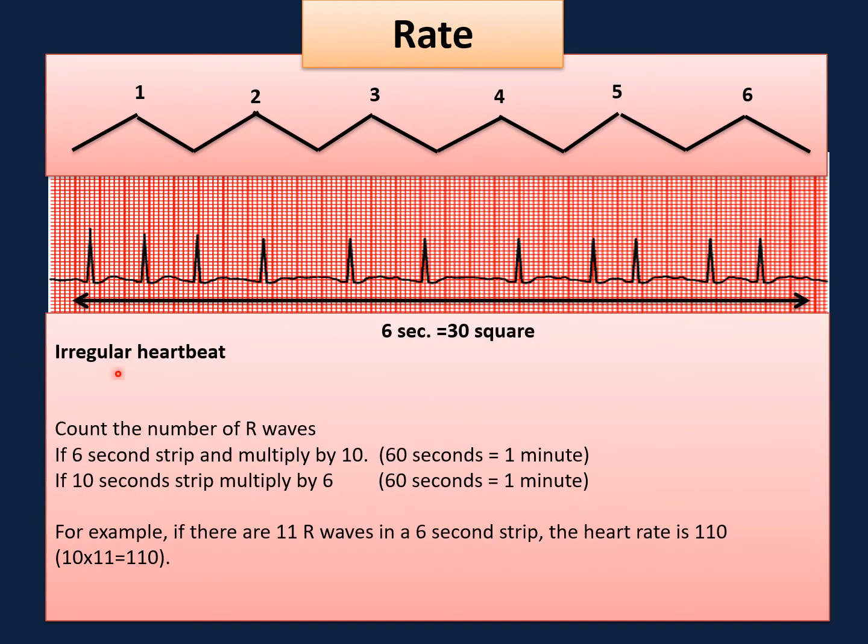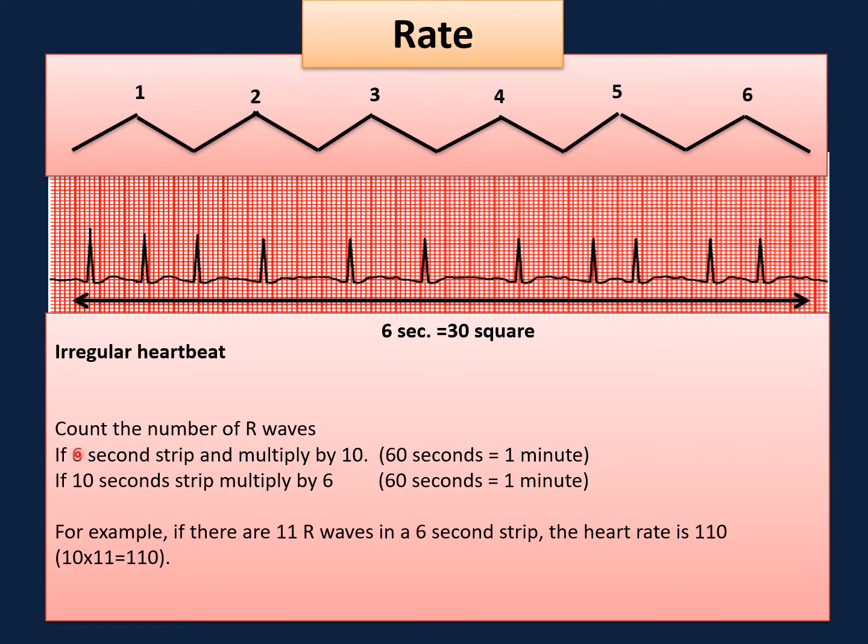Heart rate per minute in irregular rhythm. If you are using a 6-second strip, like this one, 5 large squares equal 1 second, so we have here 6 seconds. You need to count the R's in a 6-second strip, and then multiply by 10. The idea here is you need the heart rate per minute, so you need to make it 60 seconds. So 6 seconds, you times by 10 to make it 1 minute. Here, 11 R's times 10 equals 110. So the heart rate in this patient is 110.